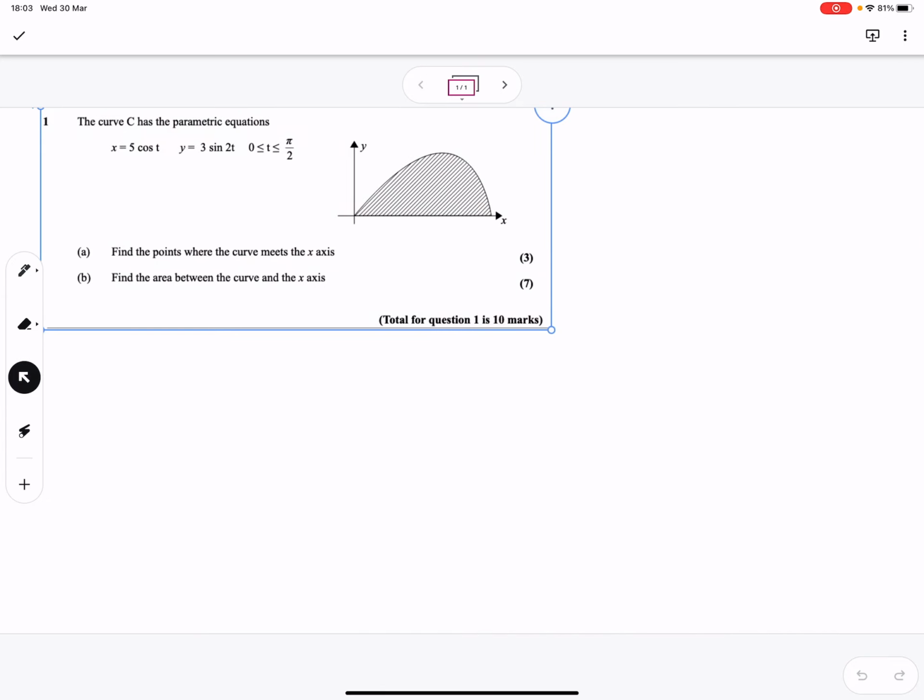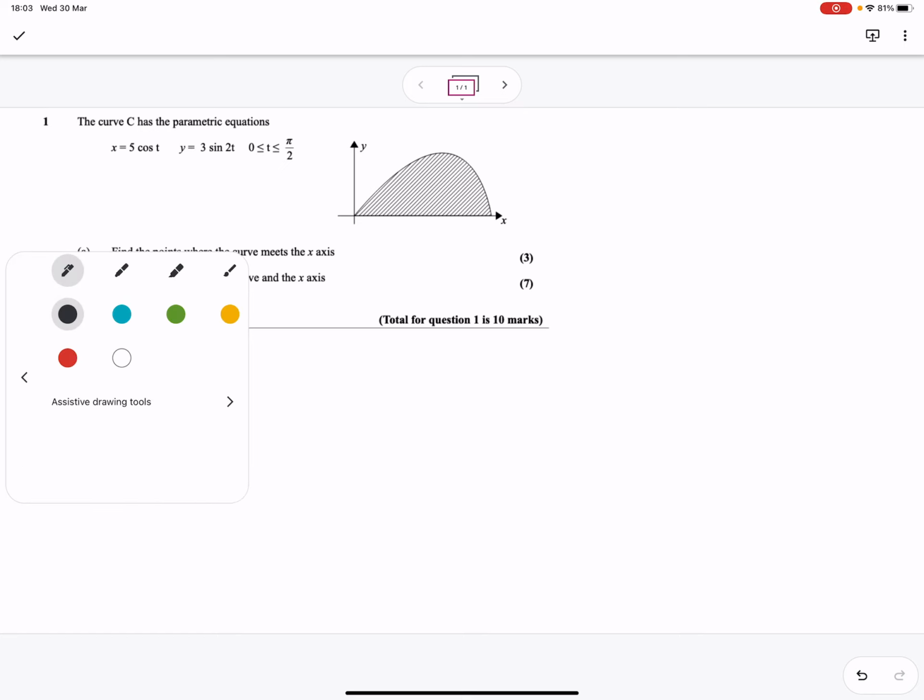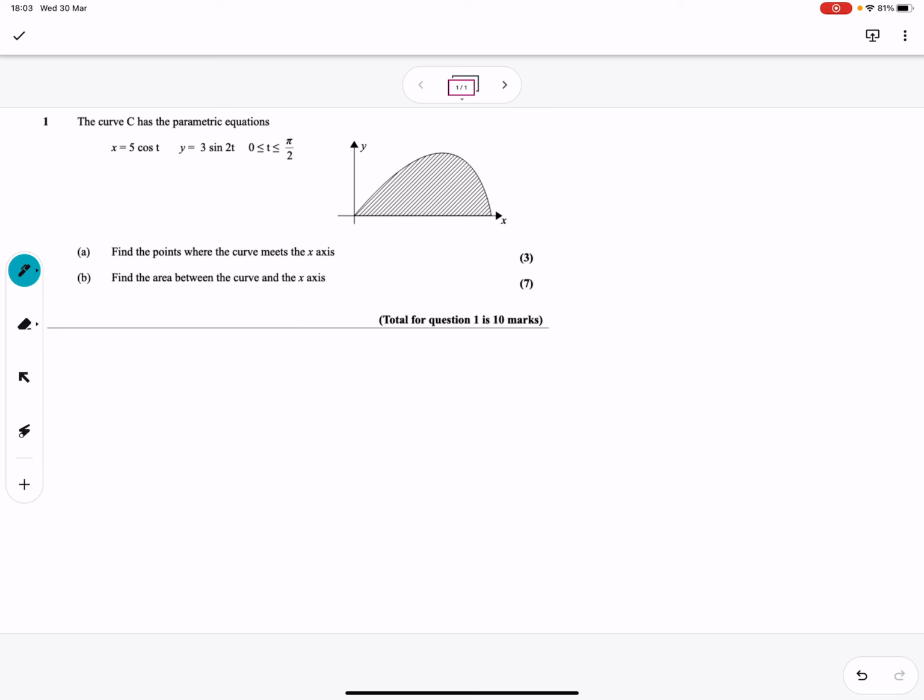Has those parametric equations, and we want to find the points where it meets the x-axis. So remember, on the x-axis, that is where y is equal to 0. So if that's where y is equal to 0, then we make y over here equal 0. So we say that 0 equals 3 sine of 2t, which means that sine of 2t must be equal to 0.